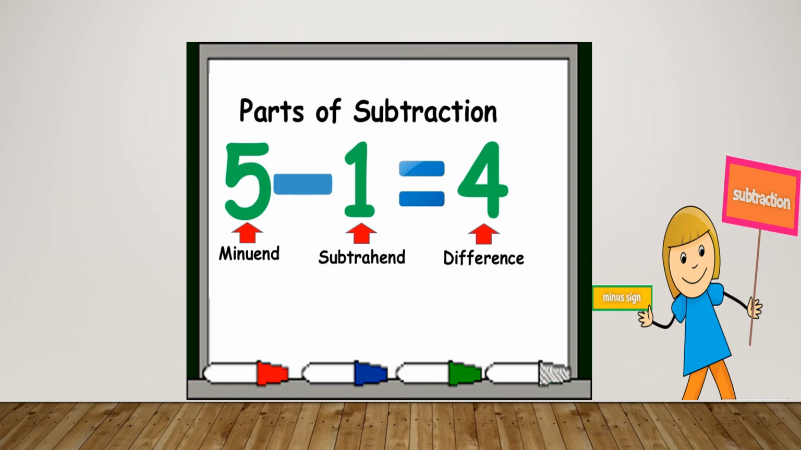It is very important, boys and girls, that we know the parts of a subtraction sentence. Let's look at the subtraction number sentence that we have in front of us. We have 5 take away 1 equals 4. In this number sentence, the 5 is the minuend, the 1 is the subtrahend, and the 4 is the difference. So when you have taken away 1 from 5, your answer to the subtraction problem is called the difference. It's very important that you remember that, boys and girls. Let's move on.